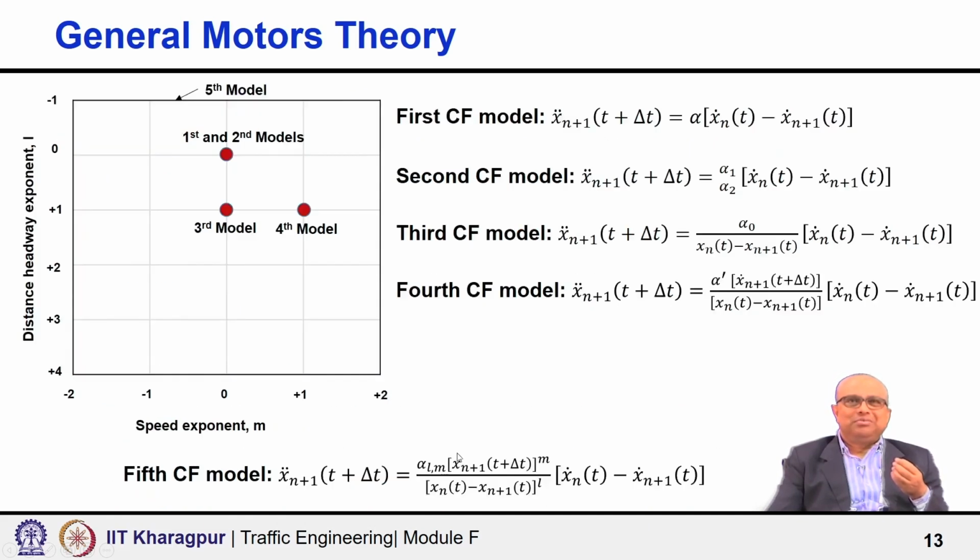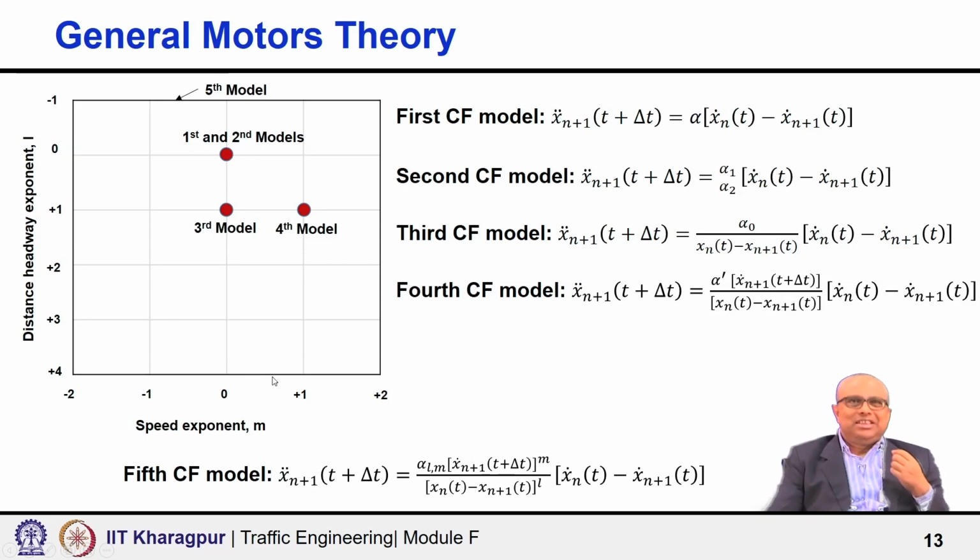Now, if we try to plot this speed exponent m and distance headway exponent L, and then try to see what values make what model, out of all these first generation, second generation, third generation, fourth generation, and fifth is obviously the generalized one.